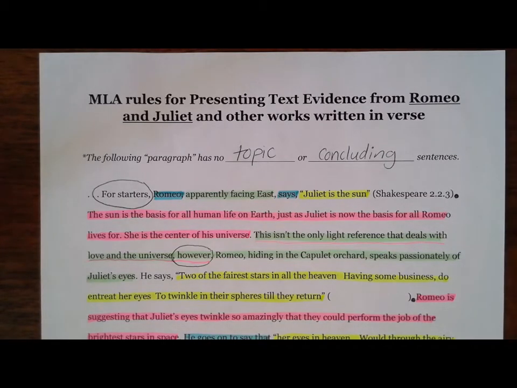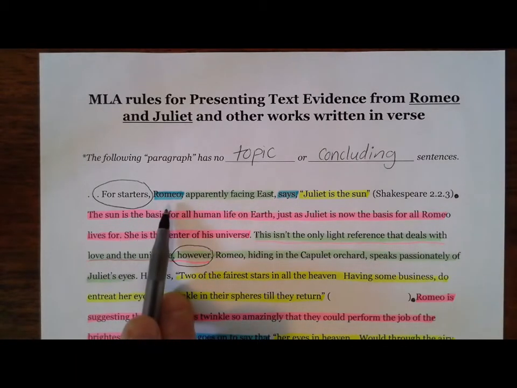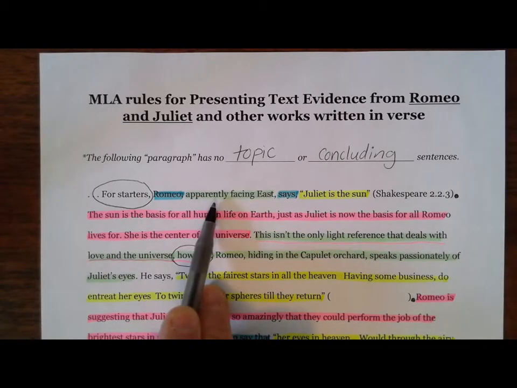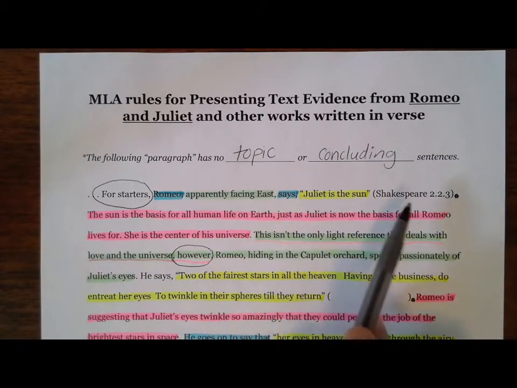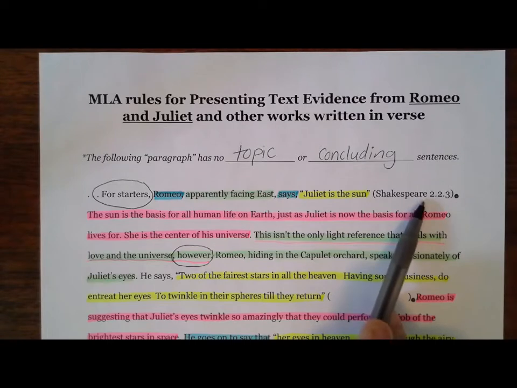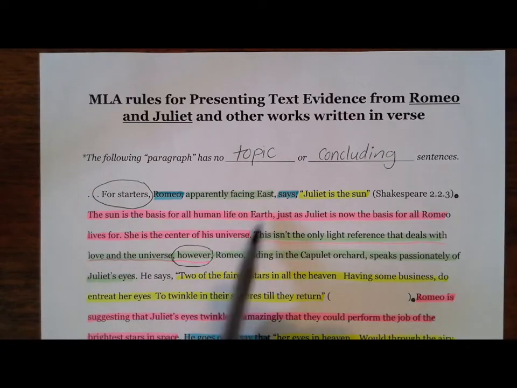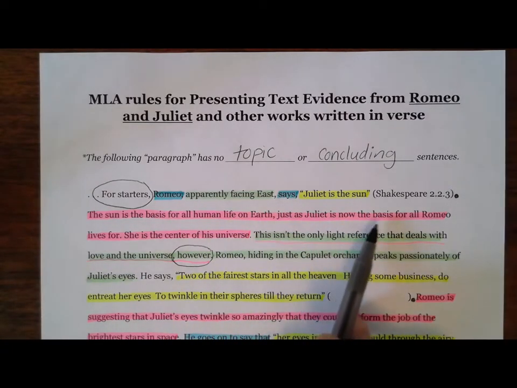The first piece of text evidence reads like this. It says, for starters, Romeo, apparently facing east, says, Juliet is the sun. And you can see there's a citation here. Looks a little bit different than what we have seen. We'll get to that in a little bit. The lead up: the sun is the basis for all human life on earth, just as Juliet is now the basis for all Romeo lives for. She's the center of his universe.